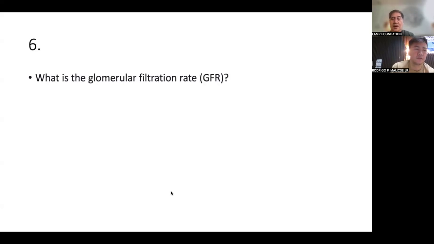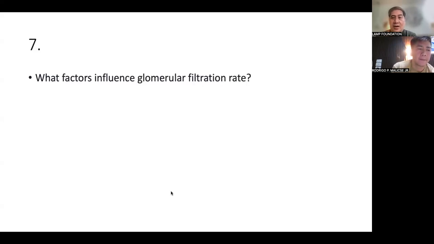What is the GFR, or glomerular filtration rate? The amount of fluid filtered from the blood into the glomerulus per minute. What factors influence the GFR? Net filtration pressure, or the NFP: the glomerular blood pressure, the blood osmotic pressure plus the capsular fluid pressure, permeability of the filtration membrane, and surface area of the filtration membrane.